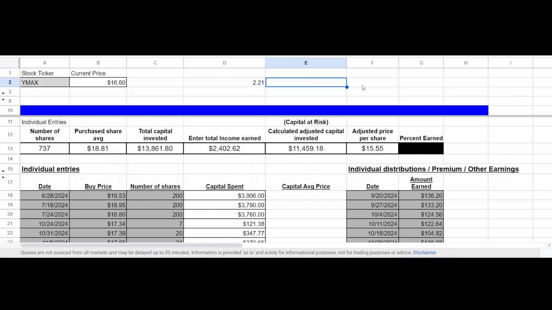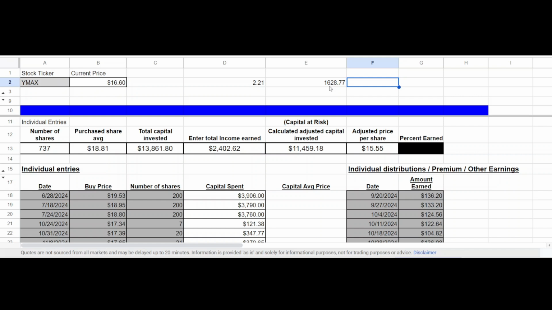Now that's per share, right? So how many shares do I have? Well, that's pretty easy. Another easy calculation is that $2.21 times what? How many shares I have. That's right. So it's going to show that I'm down $1,628.77.